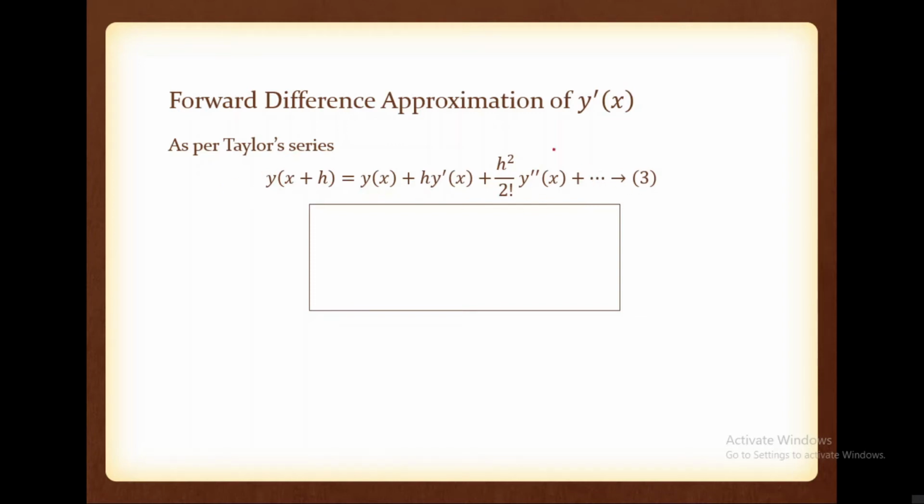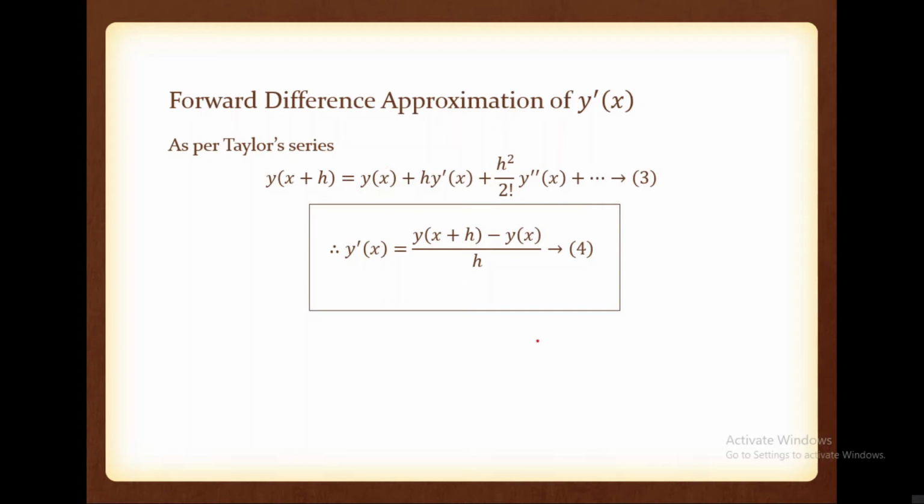If we are considering up to this term, removing the remaining terms, then y of x plus h is equal to y of x plus h into y dash of x. Then what is y dash of x, if we consider Taylor's series up to the first order term? y dash of x is equal to y of x plus h minus y of x divided by h. So this is a forward difference approximation of y dash of x.